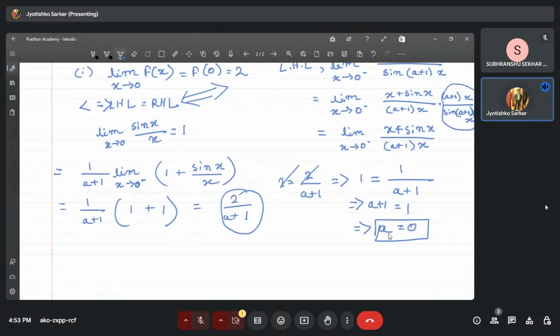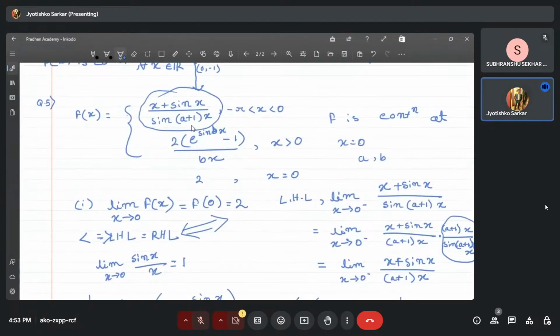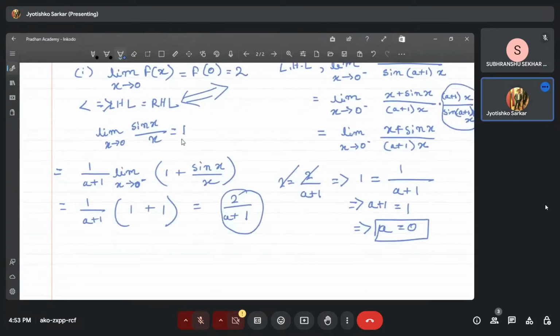Now using the right hand limit, I can compute the value of b. So what is our right hand limit? For the right hand limit, the points tending to 0 are from the right side. That means they are the positive values of x. So for that, our function is this. So we will compute the right hand limit now. RHL.